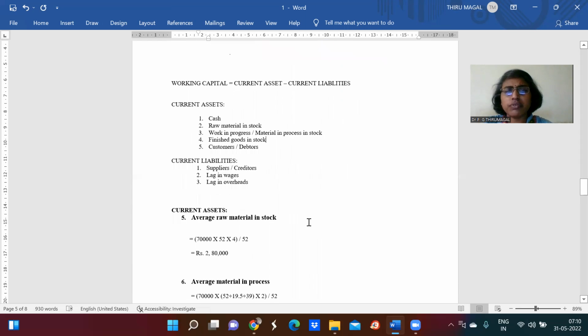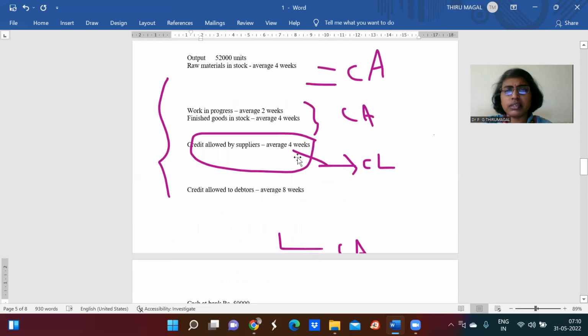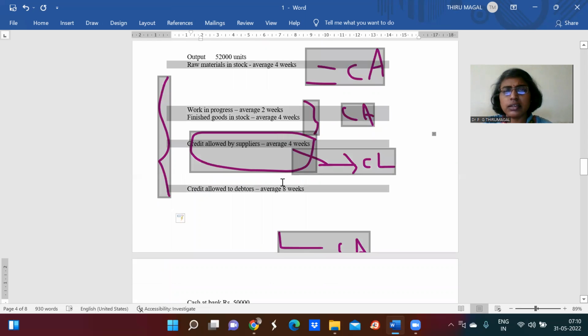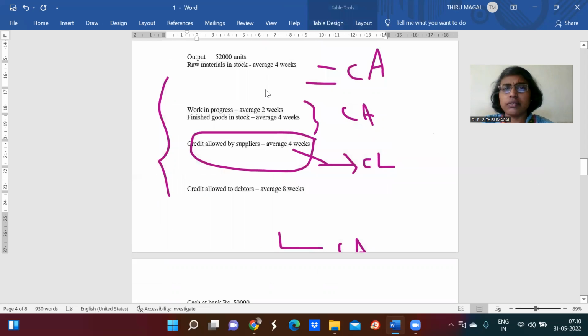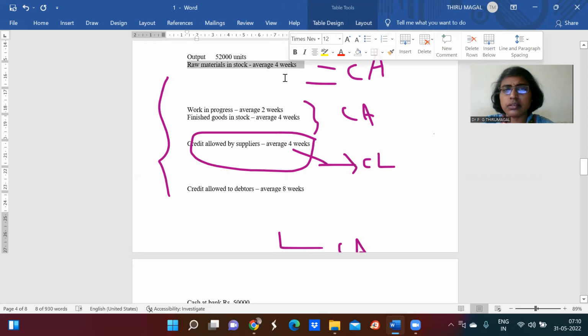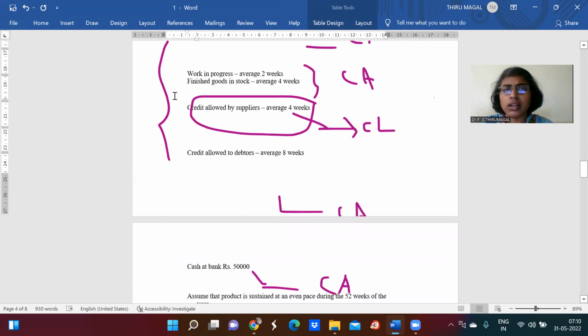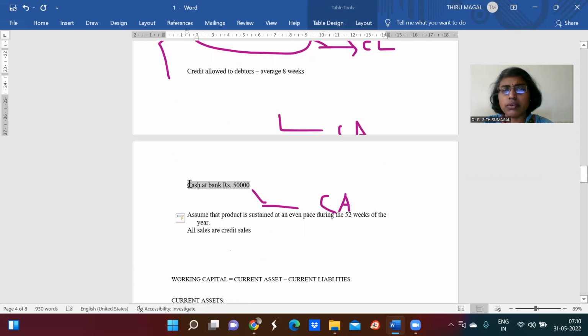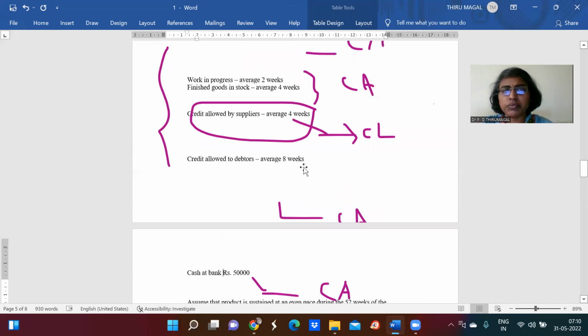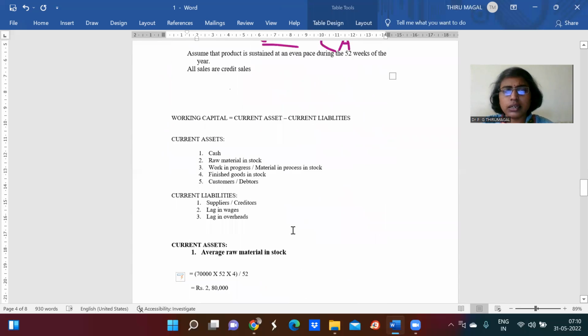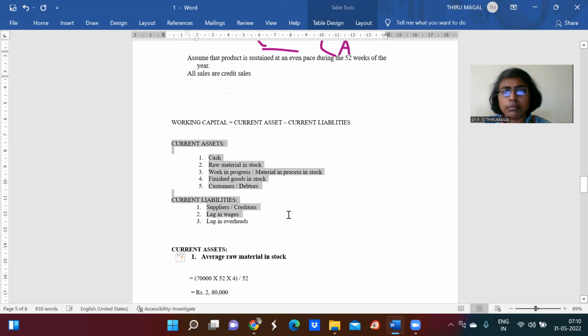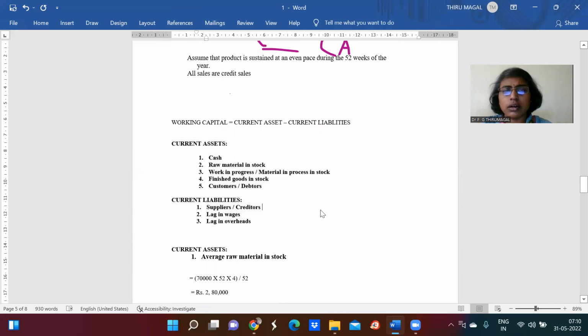These are the three most commonly given current liabilities. Now first we need to find out the current assets value as well as the current liability value. As I have told in the previous sessions, some values are not given in rupees. For example, raw material in stock average 4 weeks is given, but the value in terms of rupees is not given. So we need to identify the value of all these things. The only thing given in the form of rupees is cash, so we can use that straight away.